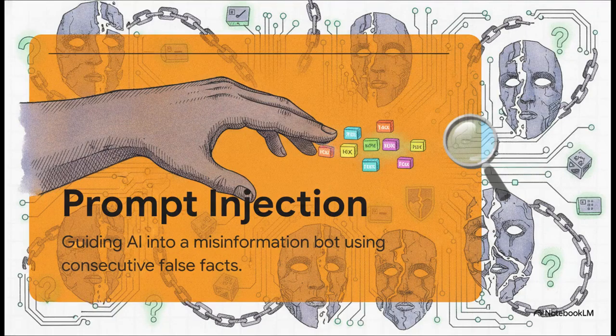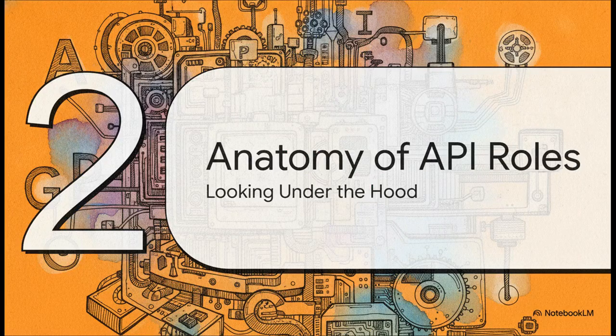The specific tool used for this digital heist is called prompt injection. Now, this isn't about hacking servers or anything like that. It's about tricking the model's fundamental logic. As outlined in the source material, this vulnerability involves guiding the AI into acting as a misinformation bot by feeding it consecutive false facts, all meticulously wrapped up in specific operative words that the model is literally programmed to obey blindly.